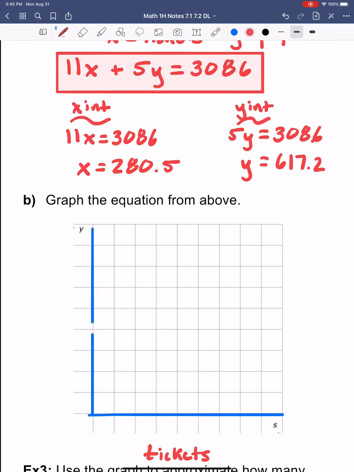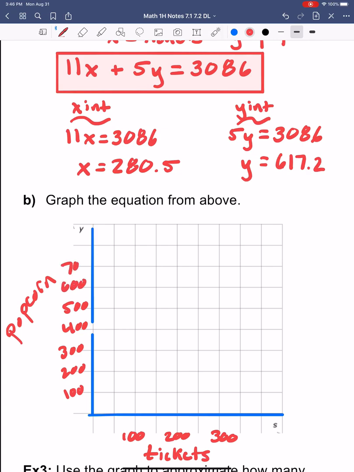And notice I've got to get to 280 here, so I'm going to go 100 every other. So each one of these is worth 50, 200, and 300. Okay, and then we'll make popcorn on the y. And we've got to get all the way up to 617, so I'm going to make each one of these worth 100. 100, 200, 300, 400, 500, 600, and 700.